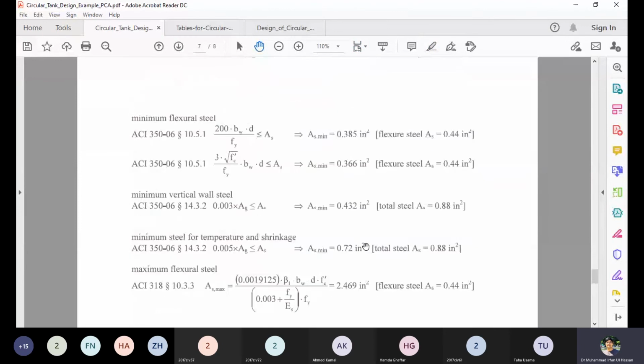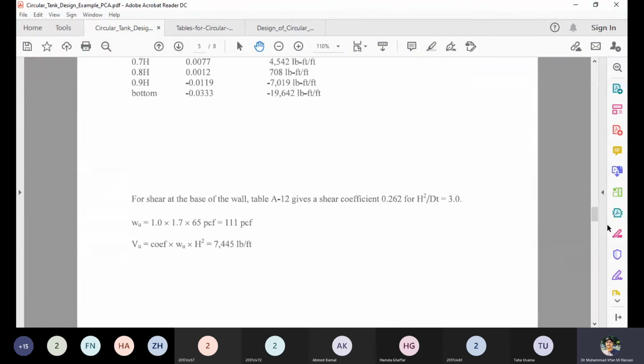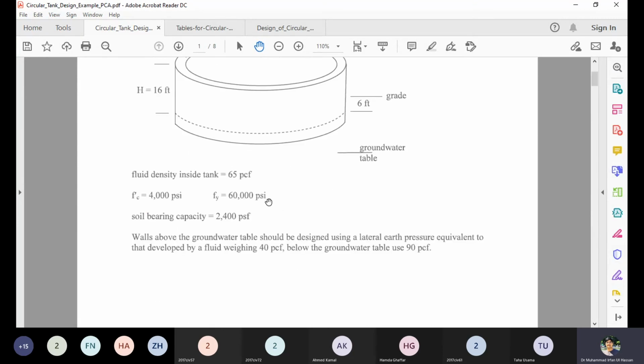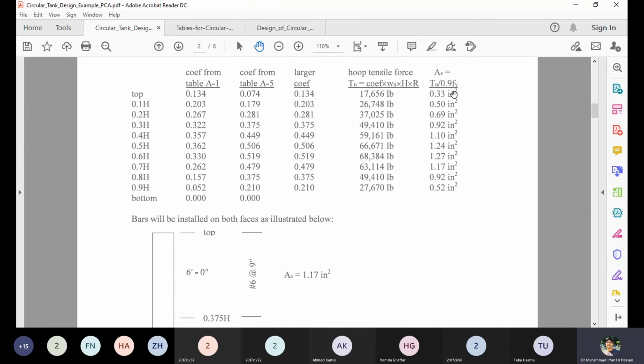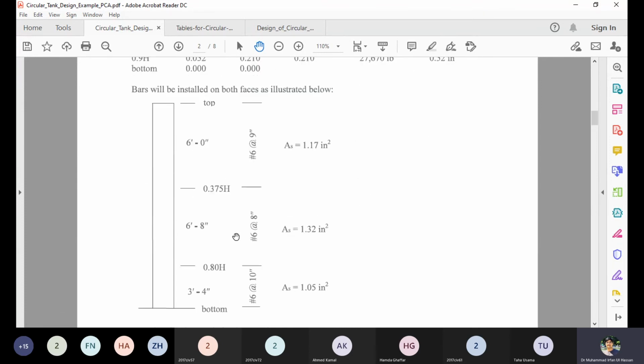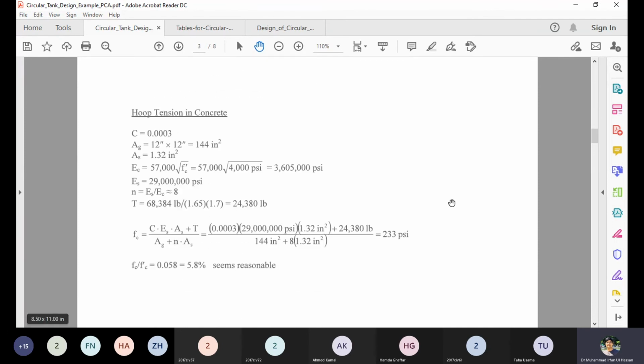So in this problem, I am just repeating all the steps. We started with computing the given data, then assuming the thickness, and then computing the load in the vertical directions, the total load acting on the bottom base of the tank, and computing the hoop tension by the two tables. For the maximum hoop tensions, we compute the reinforcement by dividing the total depth into 3 segments and compute the area of steel. From the maximum area of steel and maximum tensile force, we check the tension.